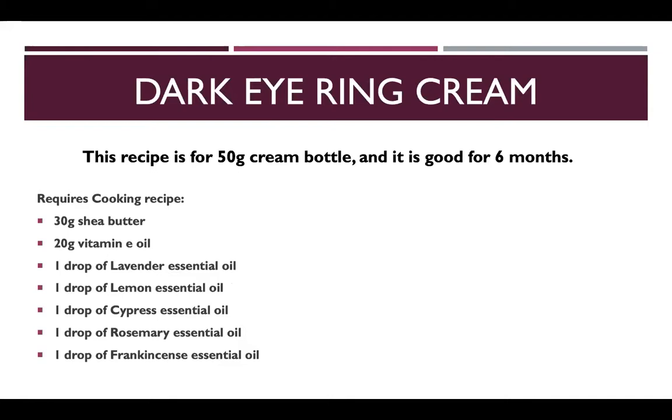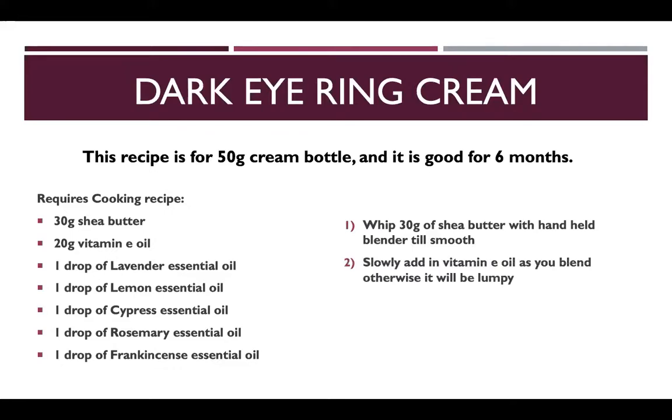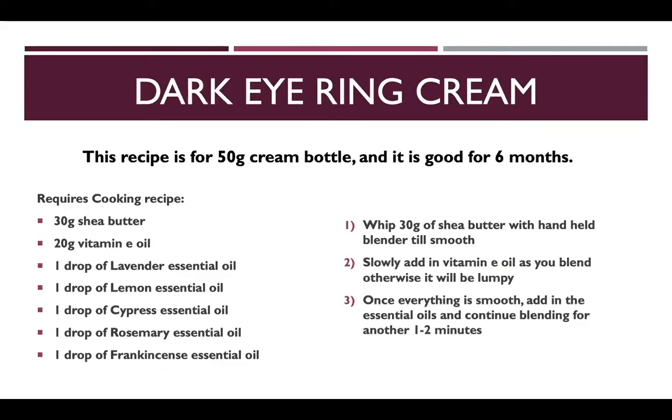The difference is just that I replace rosehip oil with vitamin E oil, okay? And then the essential oils, I use lavender, lemon, cypress, rosemary, and frankincense, okay? The procedure is the same. You just whip it first. No myrrh also. No myrrh, then you put 2 drops of frankincense. No choice. Okay, you can add in the vitamin E oil. Okay, then you add in the oils. It's actually the same thing. It's just that I replace the carrier oil and also the essential oil.